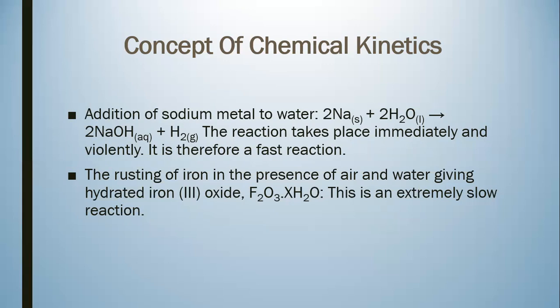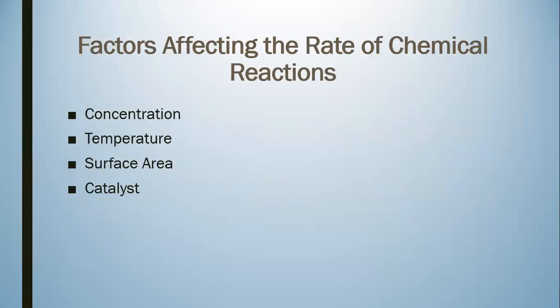But when you compare it to the rusting of iron in the presence of air and water giving hydrated iron(III) oxide, this is an extremely slow reaction. So we can simply say that from these two, we've seen that reactions can be fast reactions or slow reactions. Now, let's see the factors that affect the rate of chemical reactions.